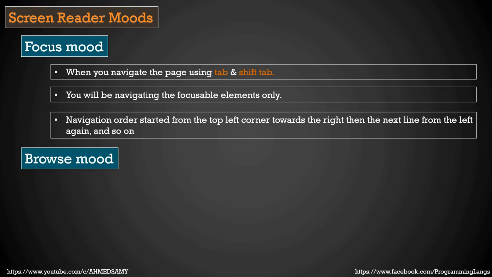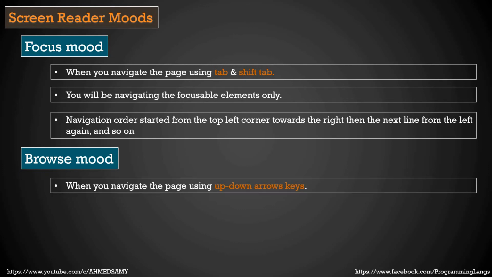Browse mode. What does browse mode mean? It's exactly like when you have a book and you start reading it. If you read an English book, you start from the top left, word by word, to the right, then you start again from the left on the next line, to the end. It's similar to focus mode, but the difference is that browse mode will announce every single word that you have on the page. So that's the difference, and the navigation is a little bit different.